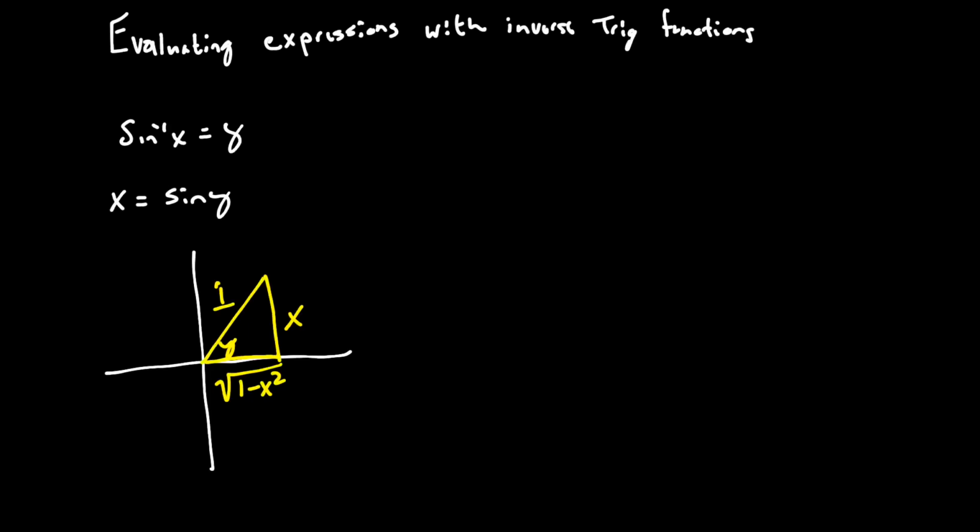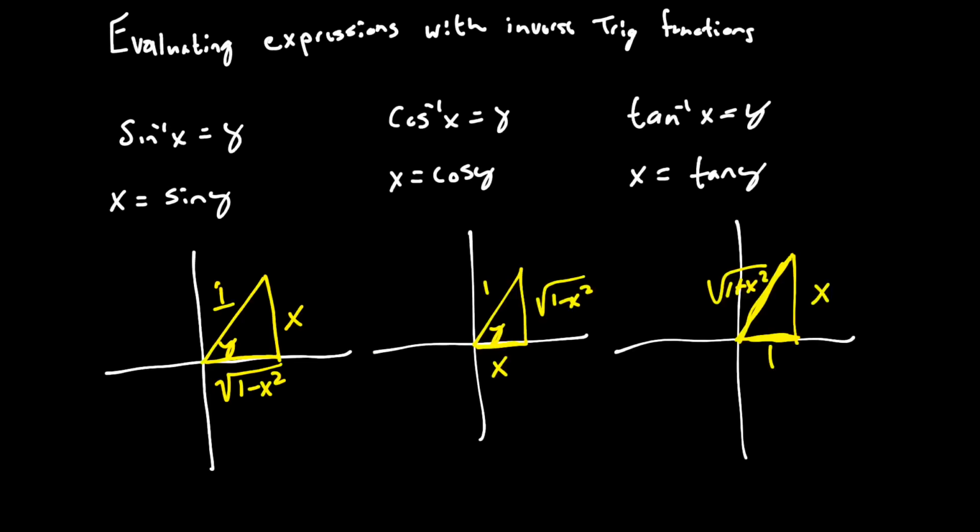So we'll go ahead now and list the associated triangles for tan inverse and cosine inverse. We'll use each of these in the next few problems where appropriate. So let's look at an example.